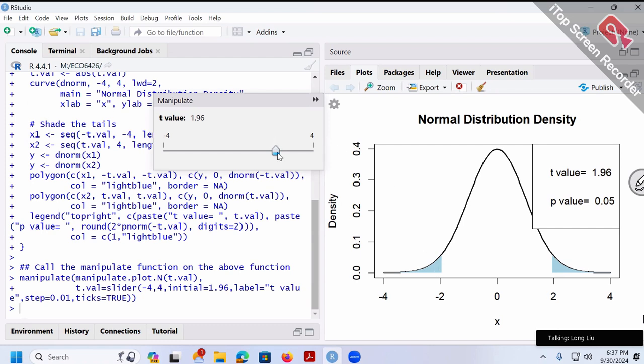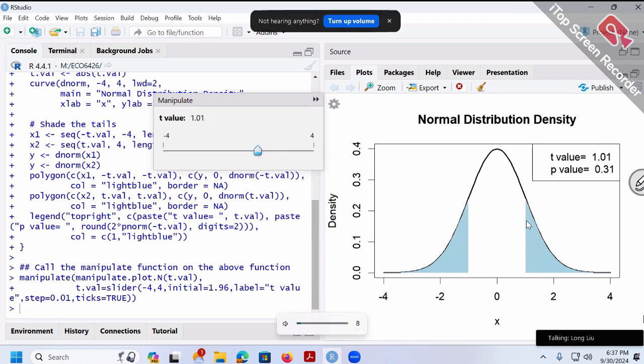Similarly, suppose I try a different value, let me try something like, roughly speaking, one. When I use a cutoff value of one, the t ratio will be one. Then the p-value will be larger. The shaded error will be larger. Again, if I try some number smaller than 1.96, say one, which is closer to zero, then correspondingly my shaded error right here will be larger than before. In my case, the p-value will be 0.31, right?